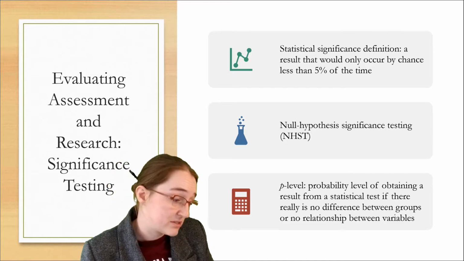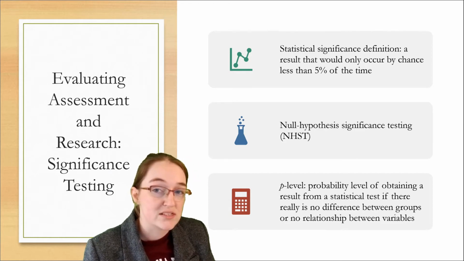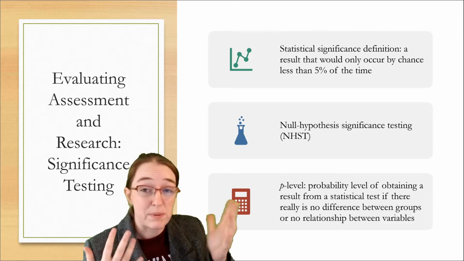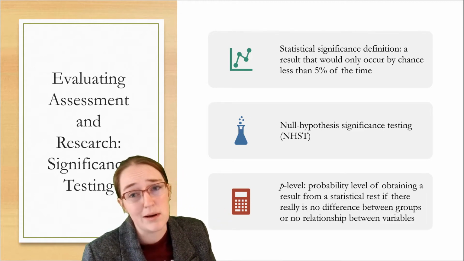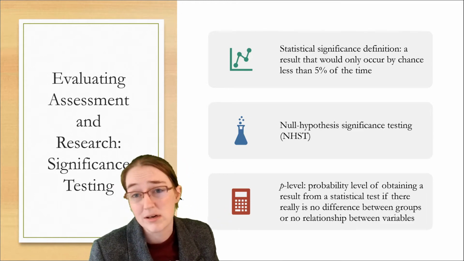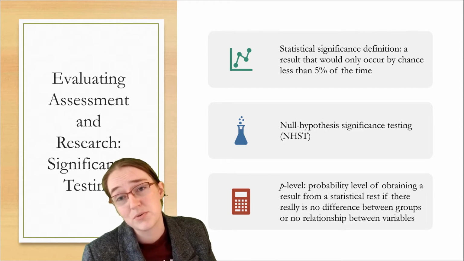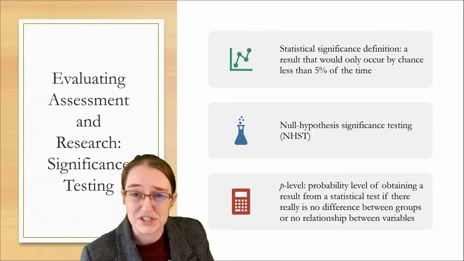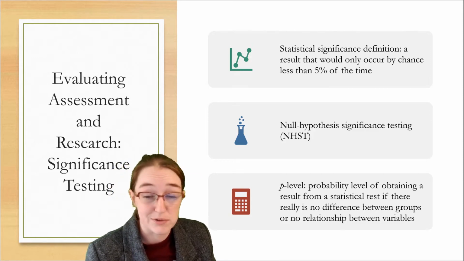Other fields like neuroscience tend to raise the bar by making their false positive rate 1 in 1,000. 1 in 20 is the lowest that you can really go and get away with, and be able to justify your p-value, which is what it's called.